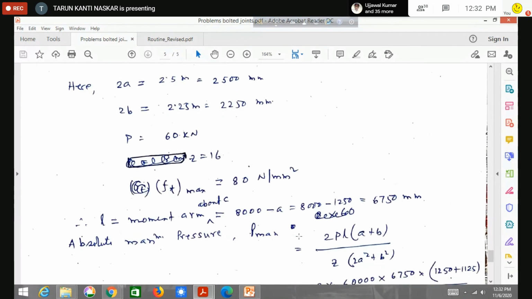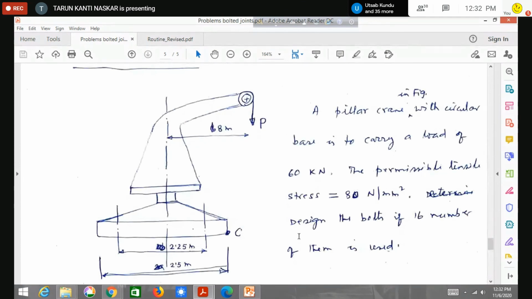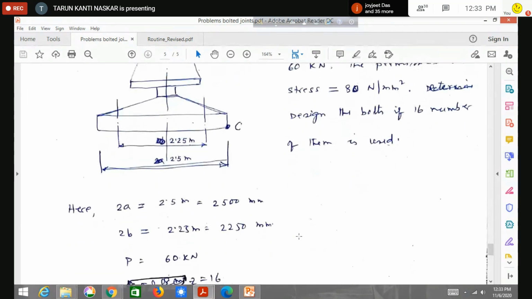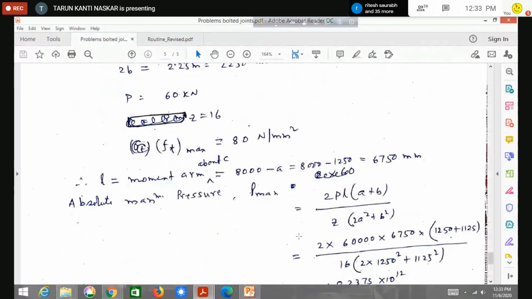So L is the moment about C. So the moment about C is 8000 minus A. It is just, see, 8000 minus A will be the moment arm. Here, this total is the 2A, then this is A. So from this, 6750 millimeter is the moment arm.